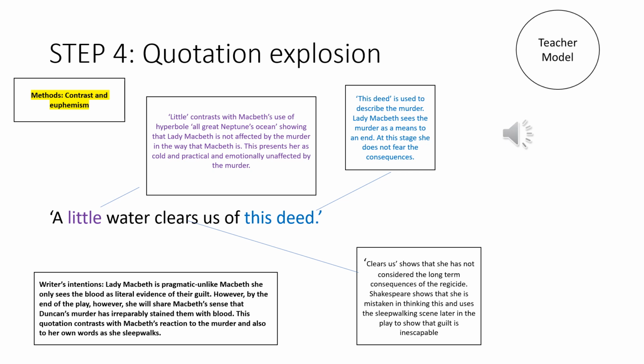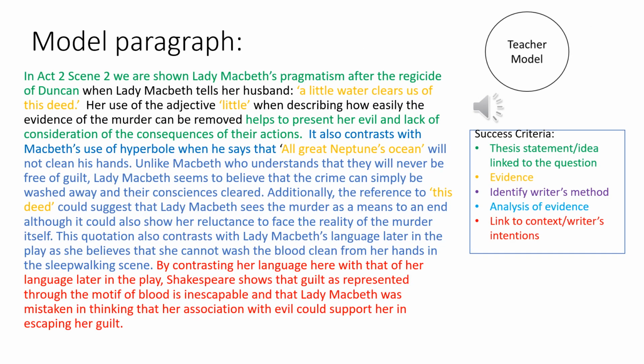Okay, here you've got your modelled example. It basically shows the lack of guilt that Lady Macbeth has here. She thinks that only a little water will be able to clear them of it, get rid of the guilt, the stain of the blood. So it shows that she doesn't think it's a significant thing that they've murdered Duncan. She wants to be very pragmatic and practical and forget about it. She doesn't fear the consequences, and she doesn't think that there will be any kind of long-term punishment, which is ironic because later in the play we see that she is indeed haunted by her guilt.